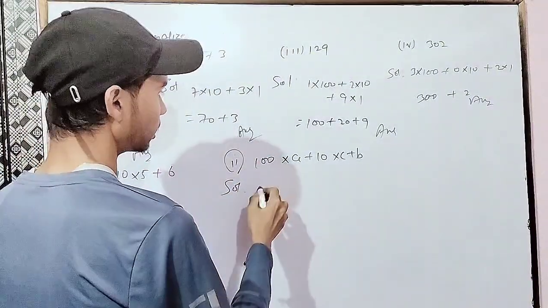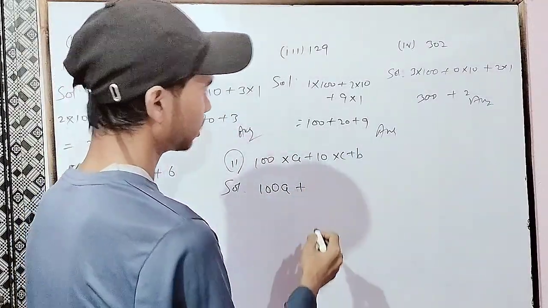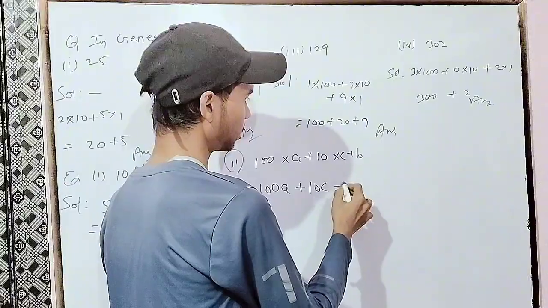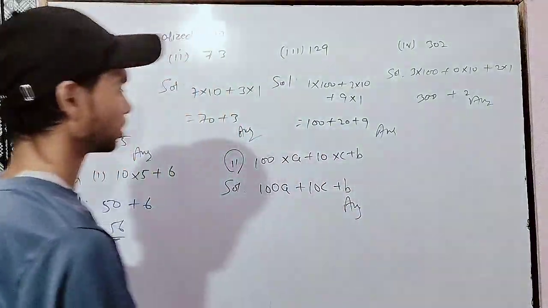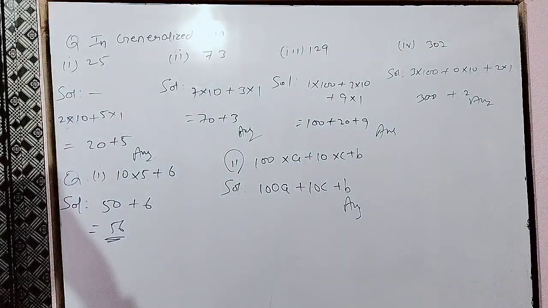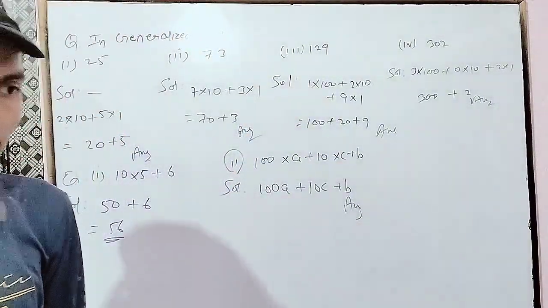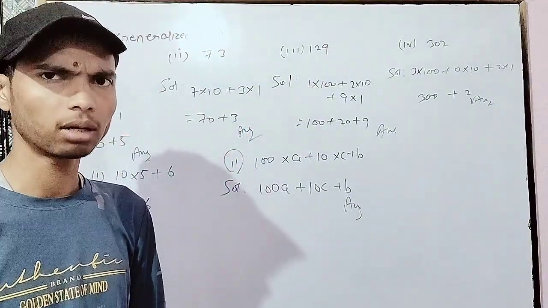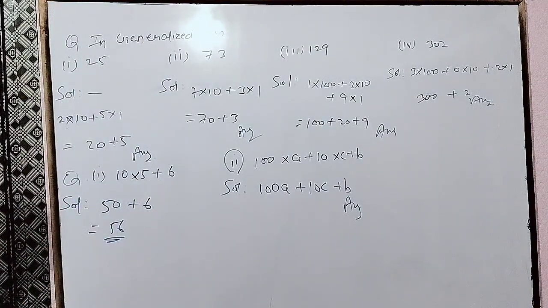Next, 100 multiplied by a will become 100a plus 10 multiplied by c, 10c plus b. This is the answer. This is in usual form. Numbers which are in usual form cannot be done anything further in further steps. These simple numbers are in usual form.